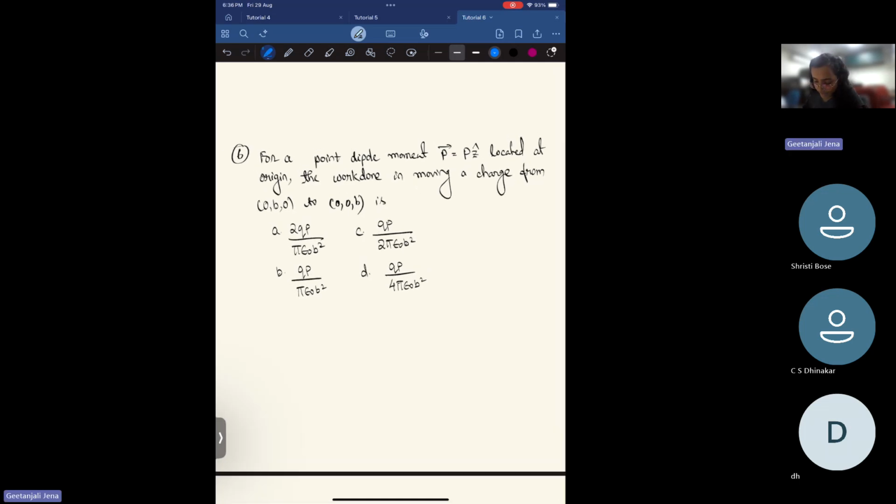In the next case, we have a point dipole moment P, which is P z-hat, located at the origin. Now it is asking you to find the work done in moving a charge from the point 0, b, 0 to 0, 0, b. This is also easy. You just need to remember the formula associated with the point dipole. So calculate it and let me know the answer.